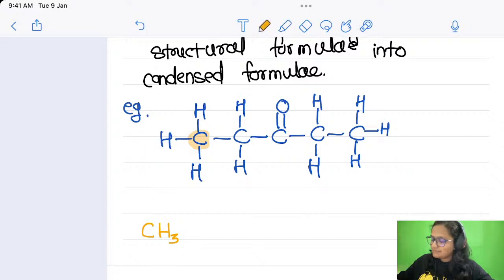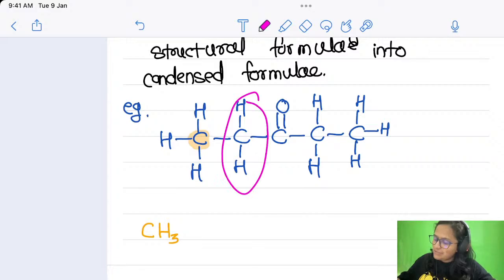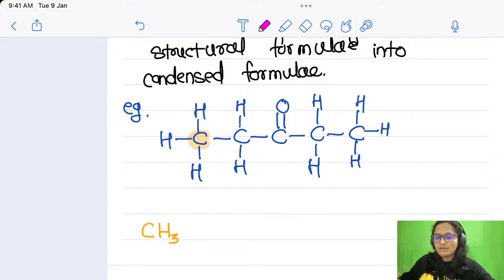Then next is this one. In the case of this carbon, it is attached to 2 hydrogen atoms. So without putting any line here, because this is a condensed formula, short but sweet, without keeping any space, I'll write down CH2. Why CH2? These numbers you are going to write in the subscript. CH2, this is the CH2 carbon atom, right?